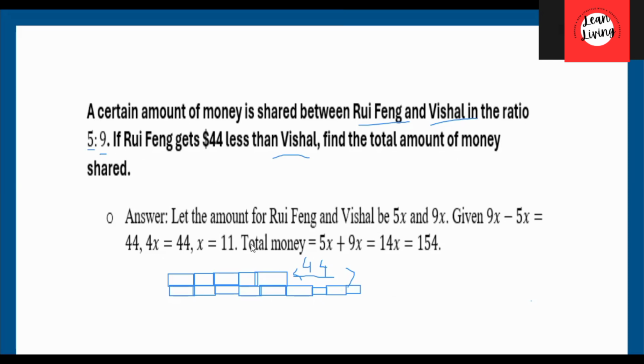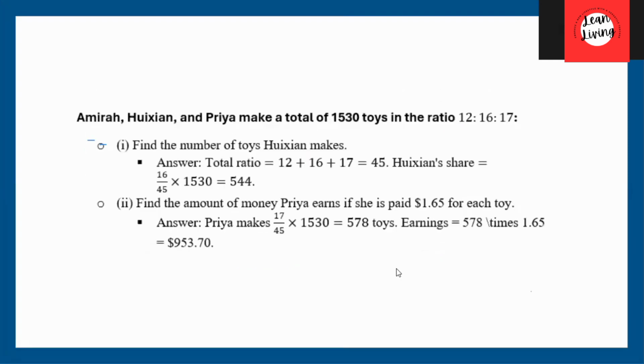Now they are asking you what is the total money. So these were 9 boxes. So 9 times the value means 9 times 11 is 99. 5 times 11 is 55. So 99 plus 55 makes 154. Clear?